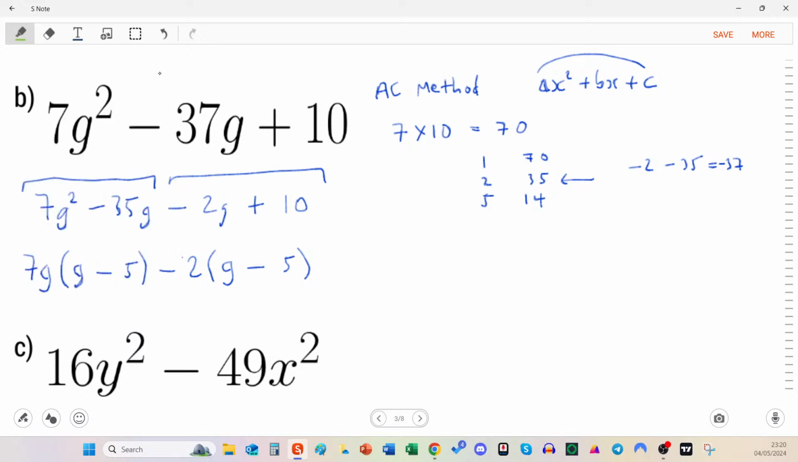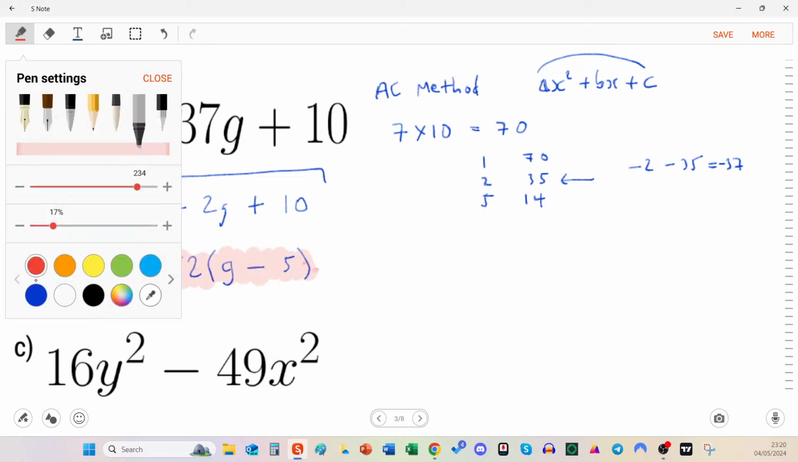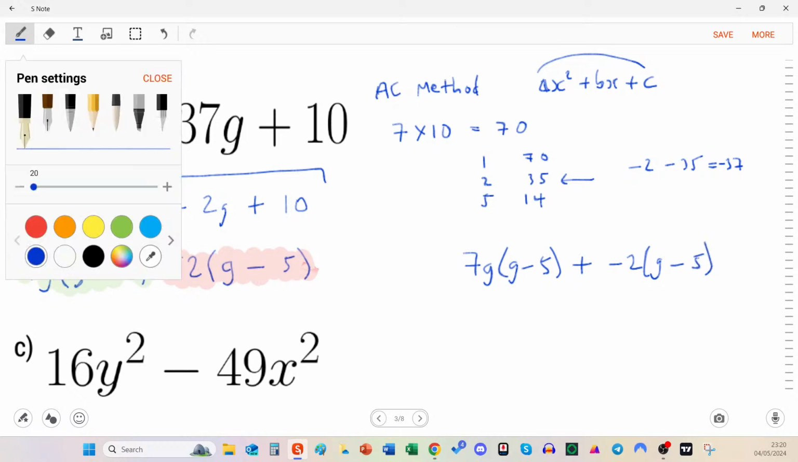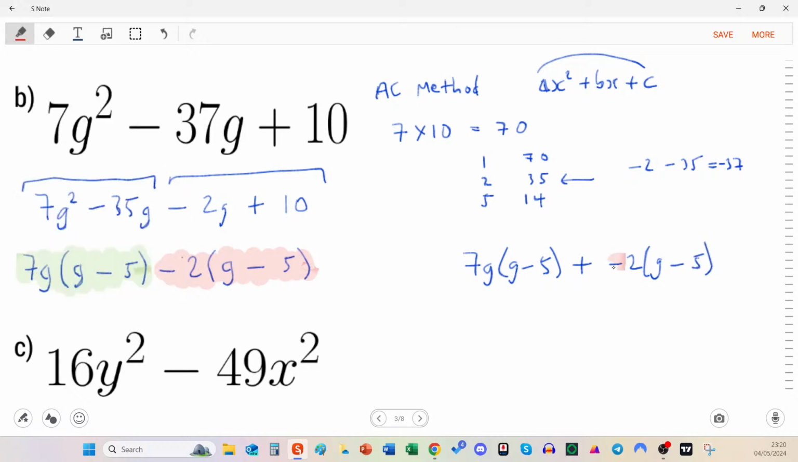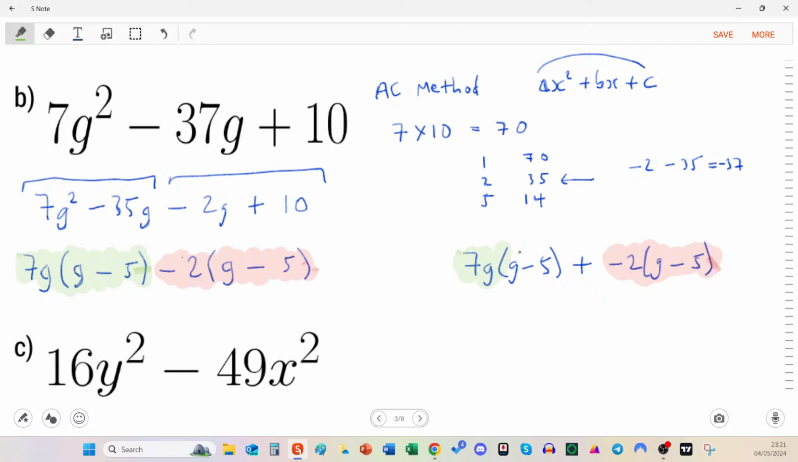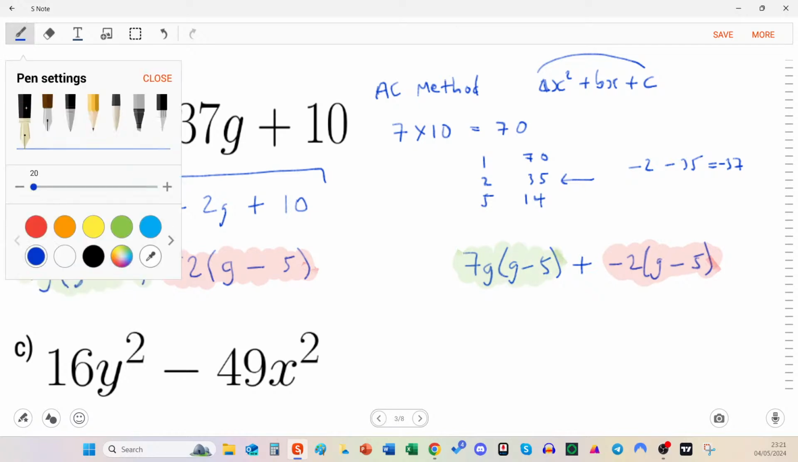Just in case no one has seen this before, you have essentially one term here, and that is separated by a plus with another term here. Let's go into even more detail over here. I can write that 7g minus 5 as an addition of a negative 2 multiplying g minus 5. And that's what I mean by you have two terms. So let's just color that as well so you can see. And whenever you have two terms, you can factorize, right?